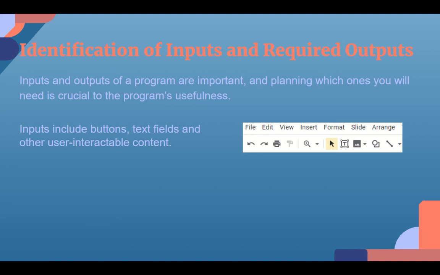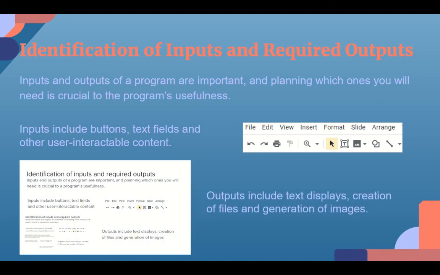For example, they could press a button that takes them to another window. The output of this scenario would be that the other window appears for the end user to then use. Outputs include text displays, creation of files, and generation of images.